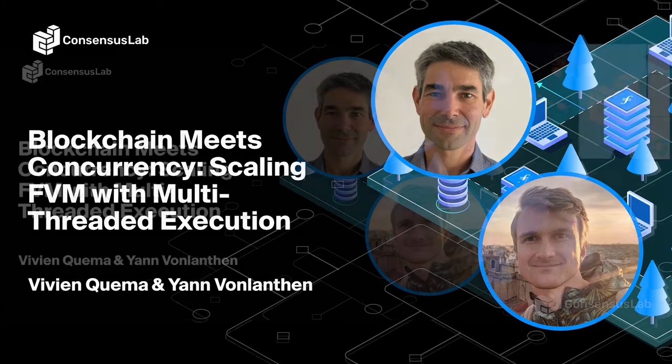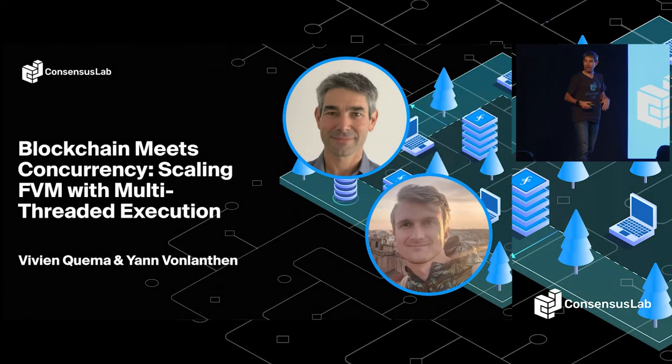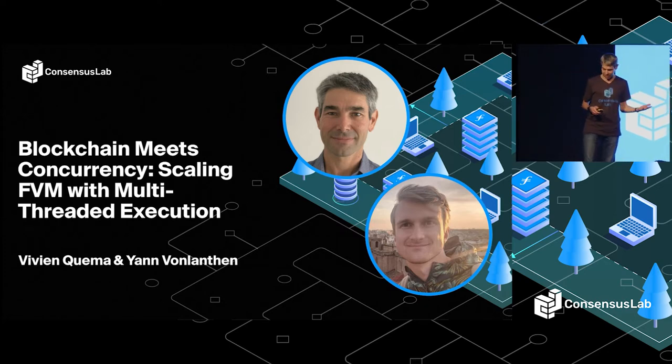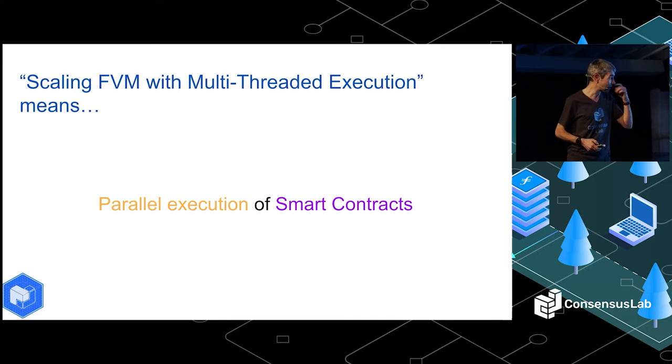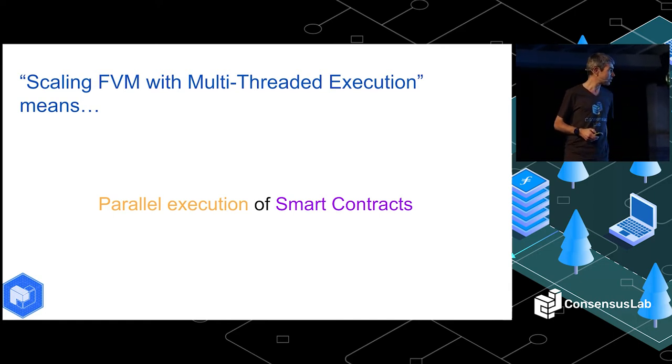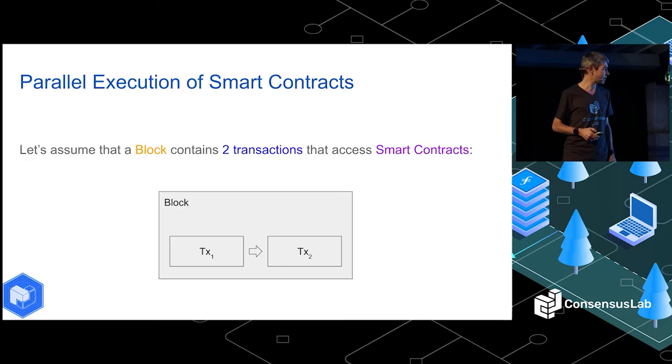So the title of the talk is Scaling FVM with Multi-Threaded Execution, and actually what does that mean? It's simple, that means parallel execution of smart contracts. So this is the goal, our main goal, and we're working together on that topic.